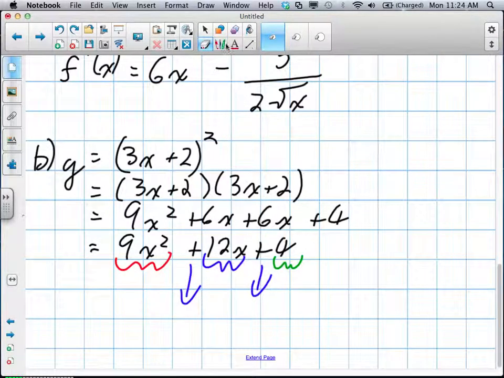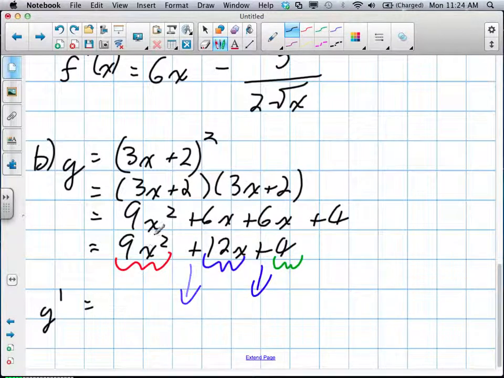Okay? So, y prime will be equal to constant multiple rule. I bring the 2 over. 9 times 2 is 18. 2 subtract 1 is 1. So it's 18x. That's the derivative of the first one.